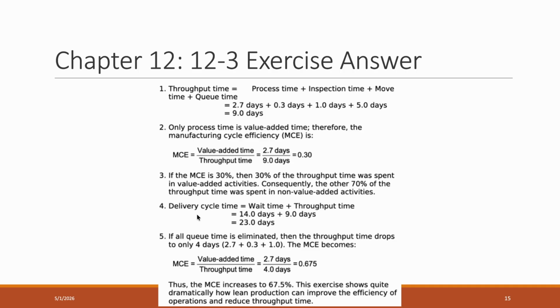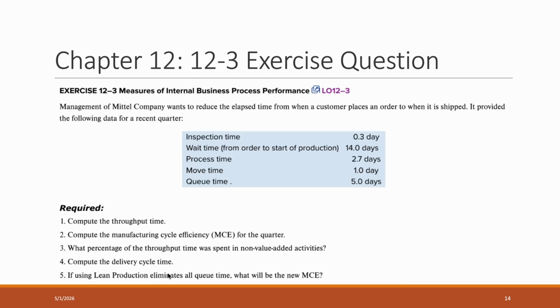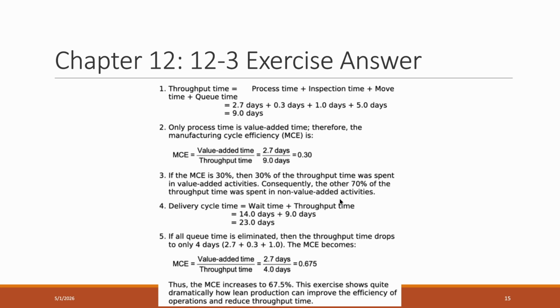Now, delivery cycle time, question 4, we're computing the delivery cycle time. It's as simple as adding the wait time to our throughput time. So we skipped out on including the wait time when we first calculated the throughput time, but now to calculate the delivery cycle time, we're adding in the wait time. So it's going to be that 14 days wait time plus our 9 days of throughput time to give us 23 days.